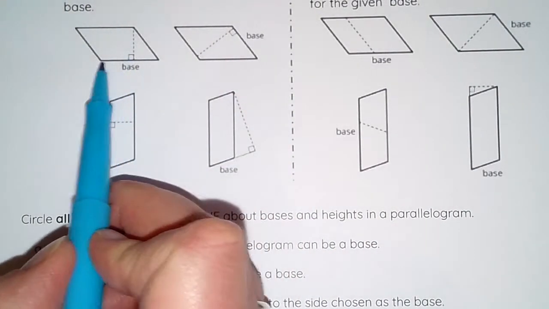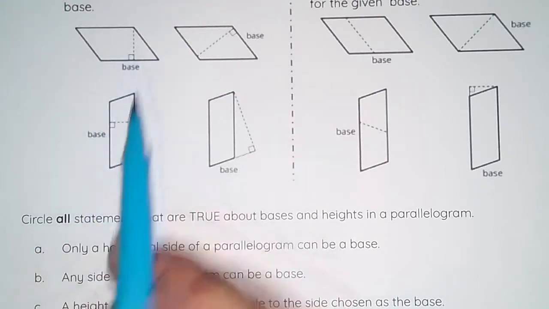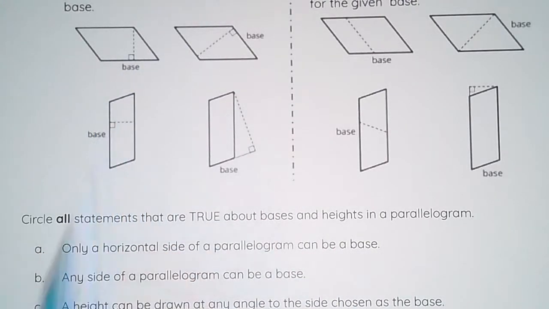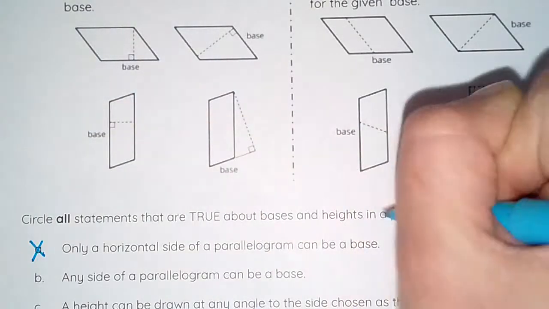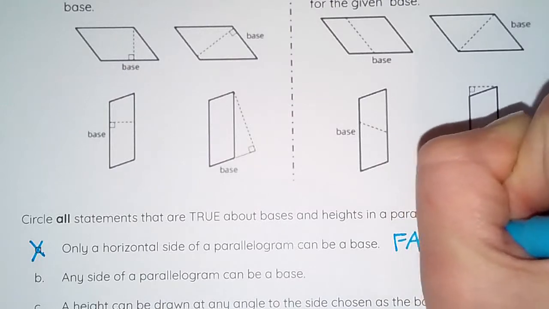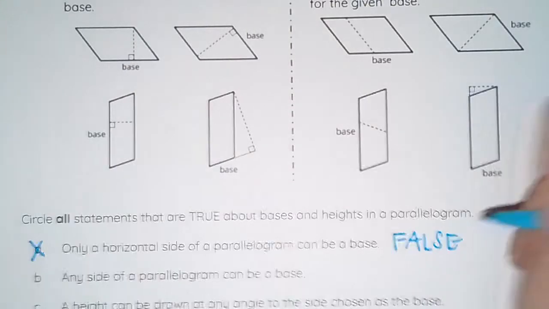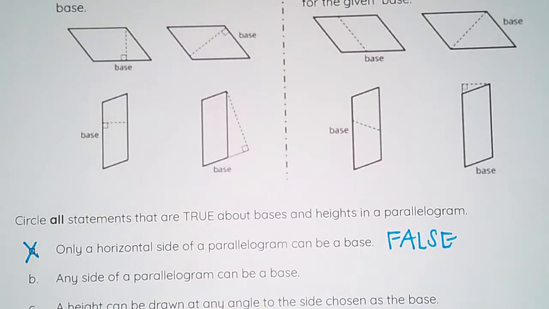And yes, in this case, the base is horizontal, but here our base is vertical. So that is not true. That is false. We can have both horizontal and vertical sides as our base.